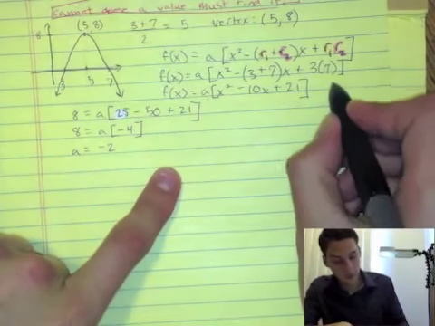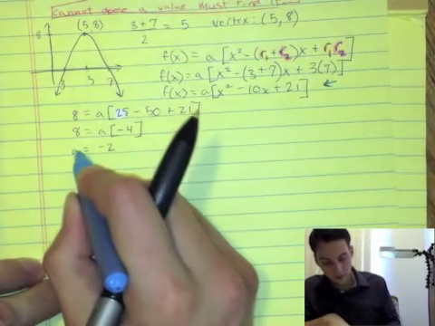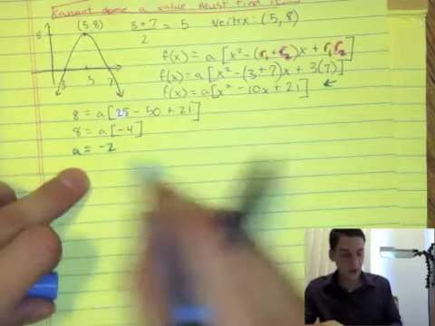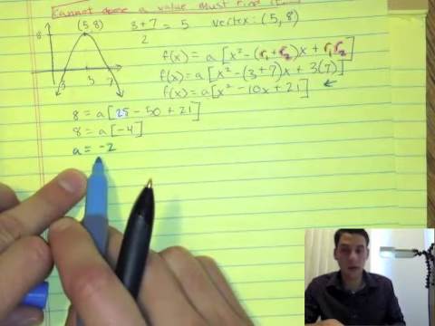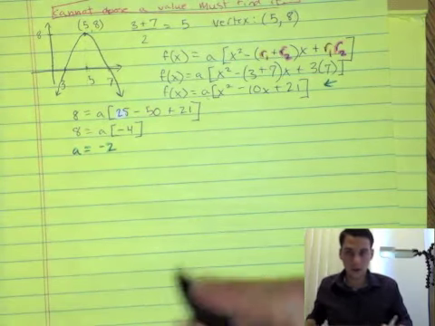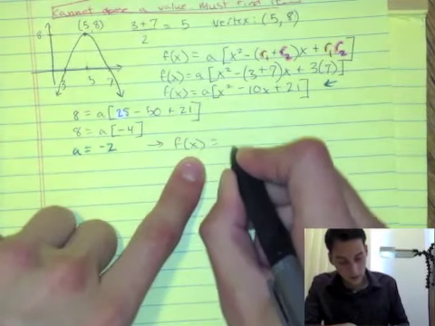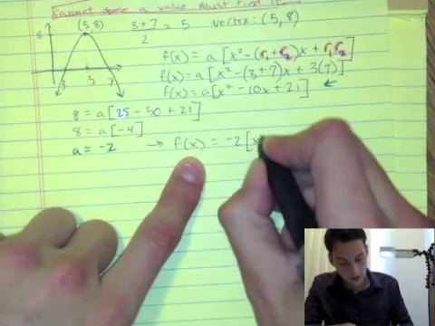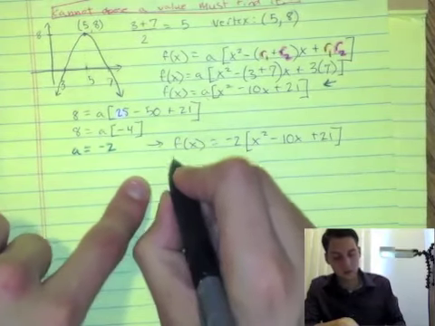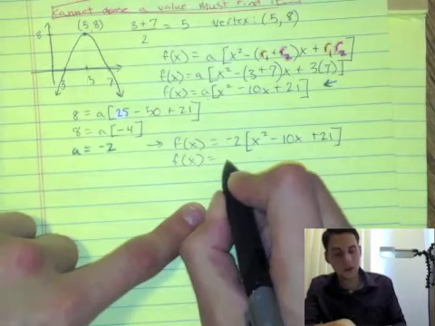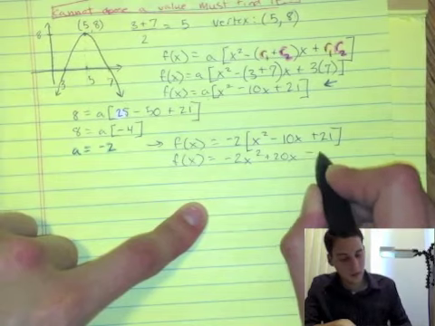Now I can plug that back in. I'm plugging a back into this one after I've plugged in the roots. All I'm missing is a, so after I've found a, I can just put it back in. And we will have f of x equals negative 2 times x squared minus 10x plus 21. To simplify, I'm going to multiply through. That gives me negative 2x squared plus 20x minus 42.